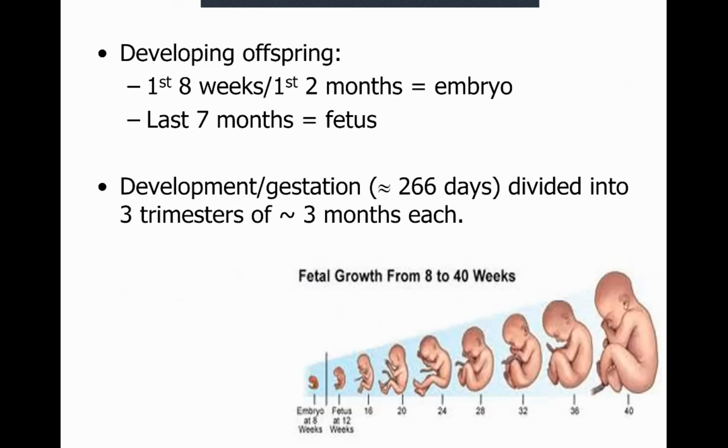Okay. Next one. Developing offspring. Okay. The first 8 weeks ataupun the first 2 months of pregnancy, right? The baby tu kita panggil sebagai embryo because they are still developing crucial or essential tissues and organs. Okay. And then from the 3rd month onwards, right? The baby will be known as fetus. Right, so that's why people say the first trimester, right? First trimester is 3 months. Setiap trimester ialah 3 bulan.